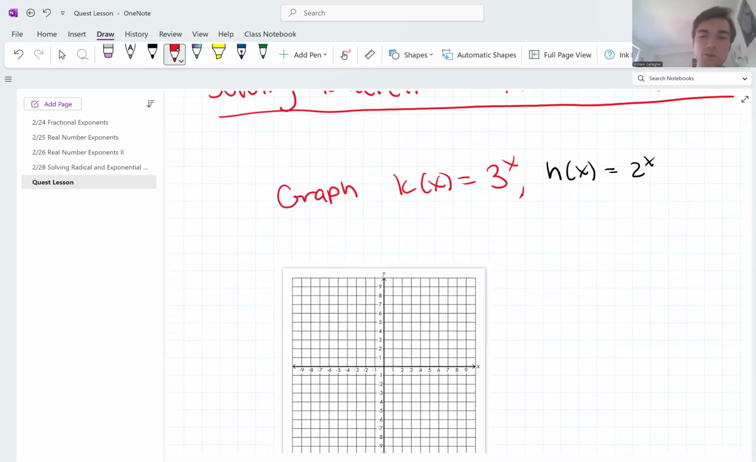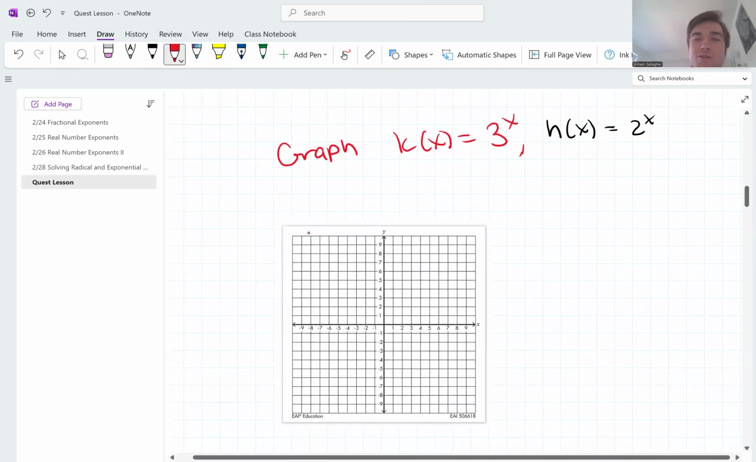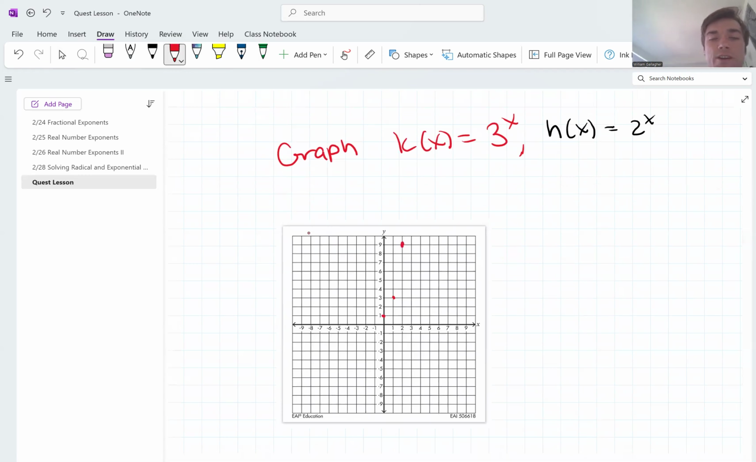And so I think at this point, you don't need the table. So 3 to the 0, of course, is 1. 3 to the first is 3. 3 squared is 9. And then we know that we'll have that horizontal asymptote here.